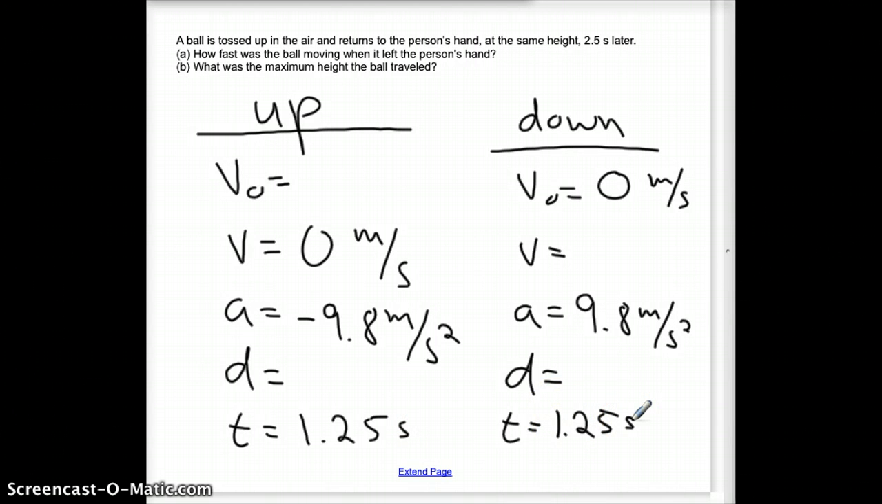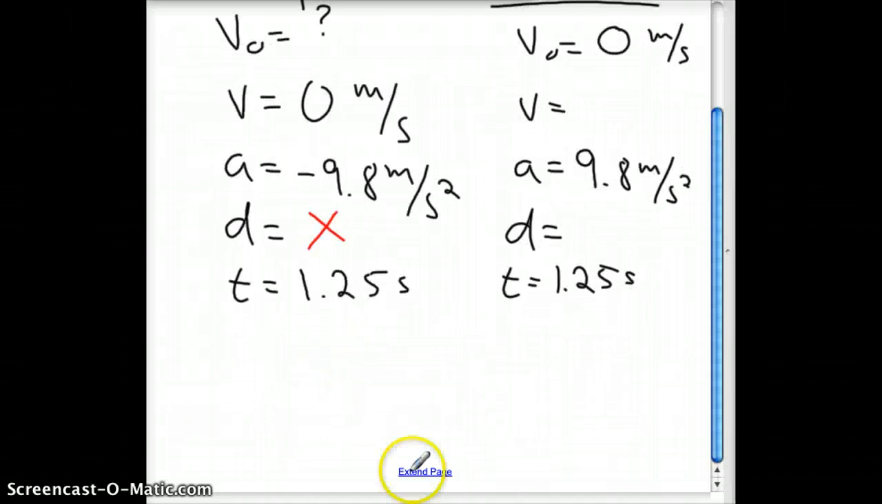So the first question says, how fast was the ball moving when it left the person's hand? I have 3 numbers, so I can choose one of my equations. I'm looking for V initial. I don't know anything about D, and I'm not asking to solve for it. Therefore, I'm going to choose the equation without D in it. Once I've chosen my equation, I substitute in my numbers.